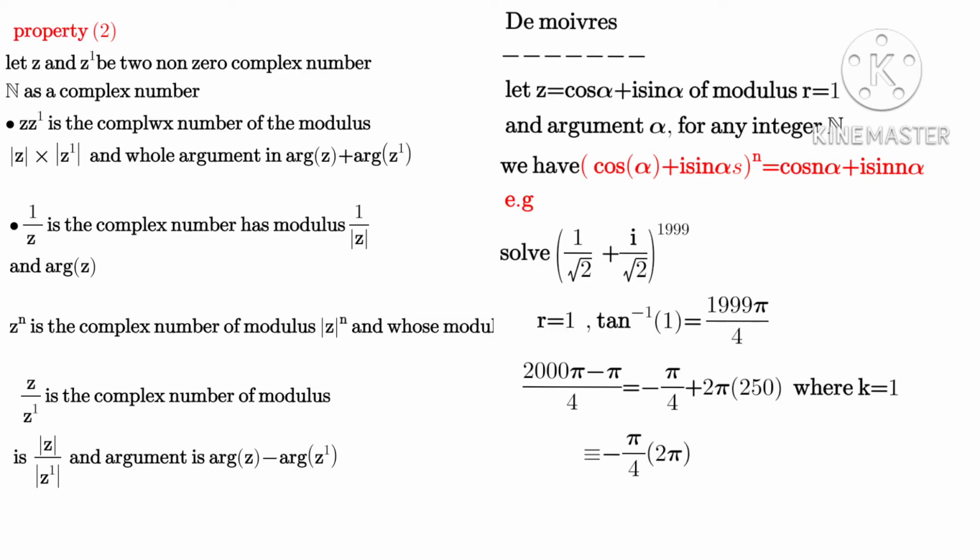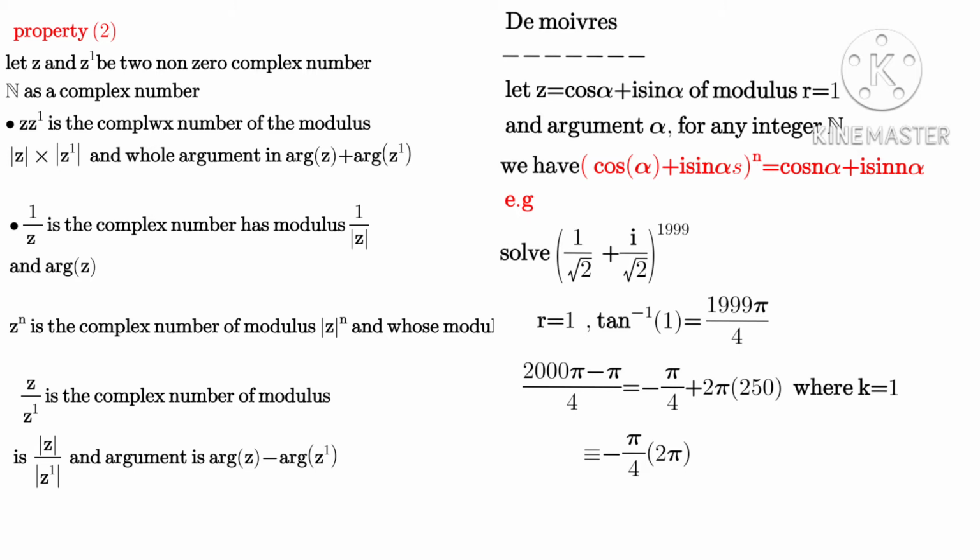So we have some other properties of complex analysis. We have 1 over z. The modulus is 1 over the modulus of z raised to power n. We have it to be z raised to power n.